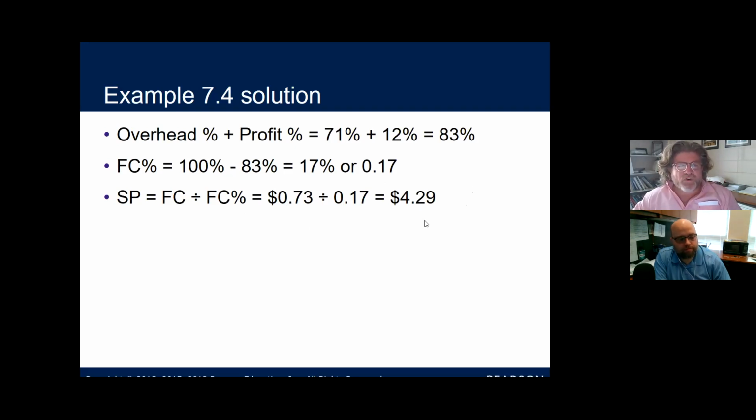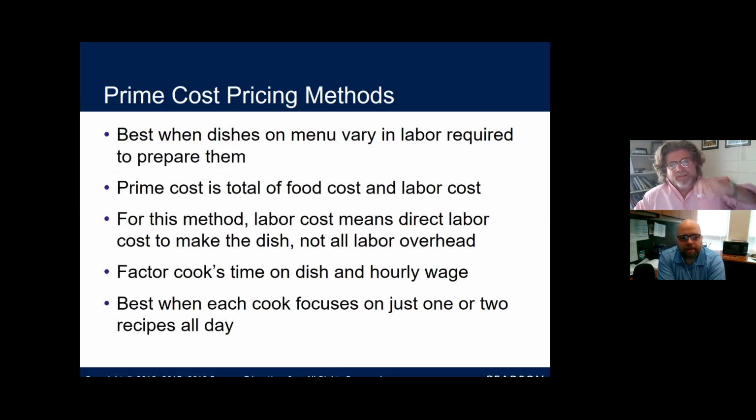And if this dessert costs 73 cents and my food cost percentage is 17%, then what I should charge is $4.29. Yeah, and again, that all goes down to what your place is. So if you're charging $40 to $50 per menu item, and you charge $4.50 for a dessert, it just doesn't make sense.